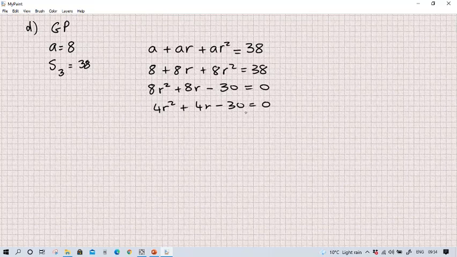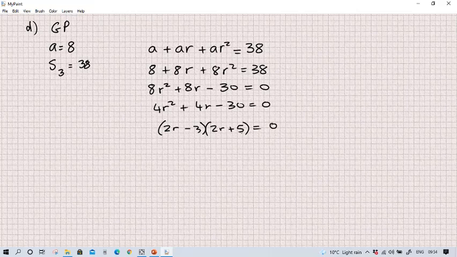We could solve this quadratic equation using the quadratic formula, minus b plus or minus the square root of b squared minus 4ac, all over 2a. Or, if we can factor it, then factoring would be quicker to solve the equation. The two linear factors are 2r minus 3 and 2r plus 5. Those two linear factors will give us our solutions.